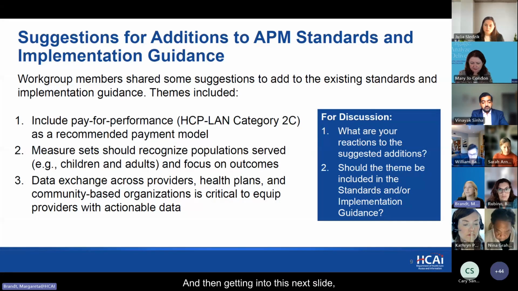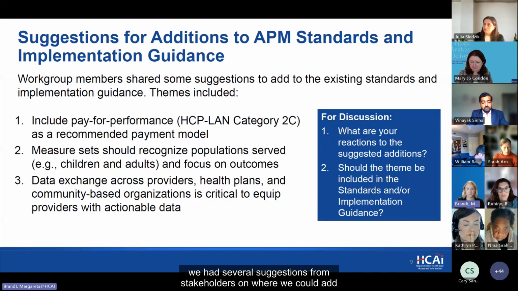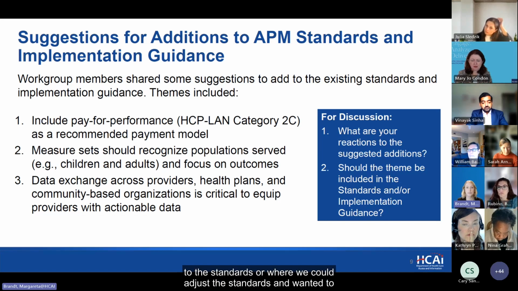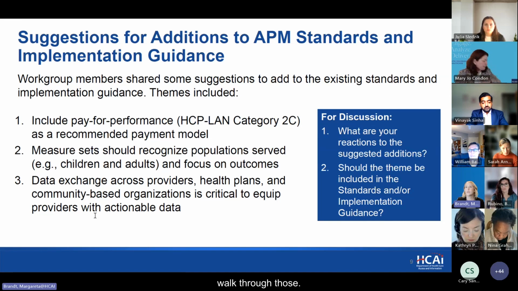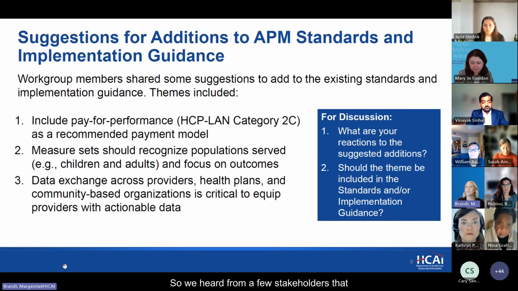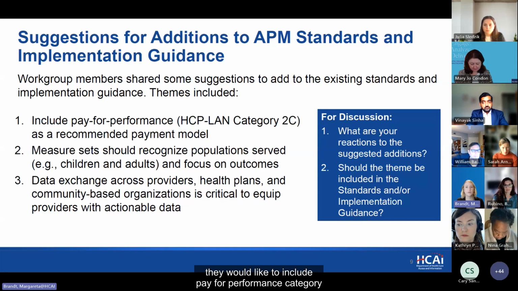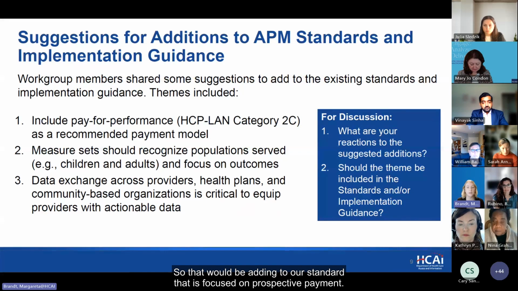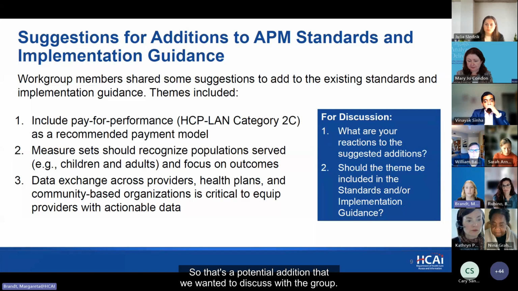And then getting into this next slide, we had several suggestions from stakeholders on where we could add to the standards or where we could adjust the standards, and wanted to walk through those. So we heard from a few stakeholders that they would like to include pay for performance category type payments as a recommended payment model. So that would be adding to our standard that is focused on prospective payment. So that's a potential addition that we wanted to discuss with the group.